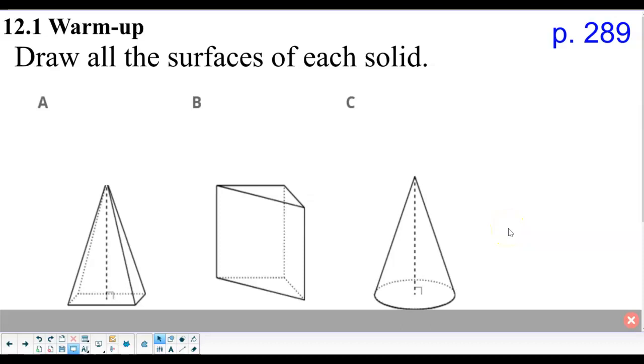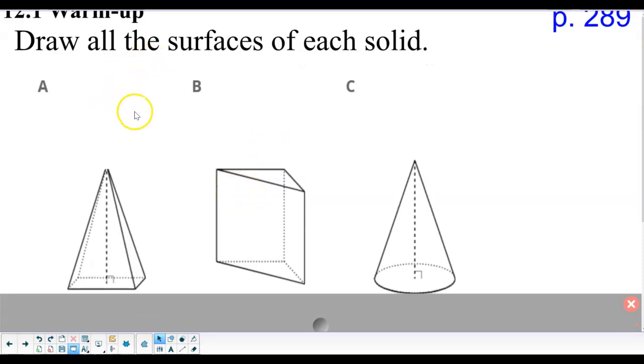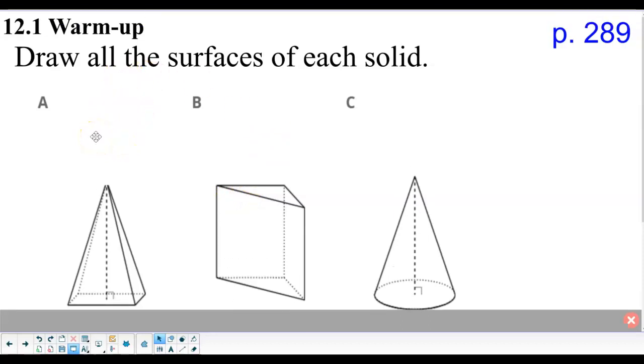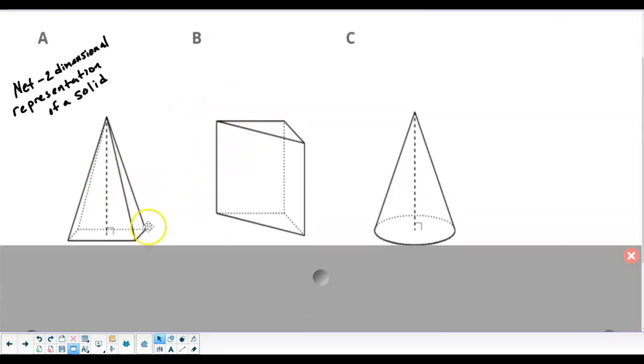Okay, now that you've had a chance to try these, let's go ahead and just take a look at what basically the two-dimensional images for each solid look like. We draw the surface. What we're really asking you for is to draw what is called a net. You might remember this from previous years. A net is a two-dimensional representation of a solid. So it's deconstructing the solid to put it into two dimensions.